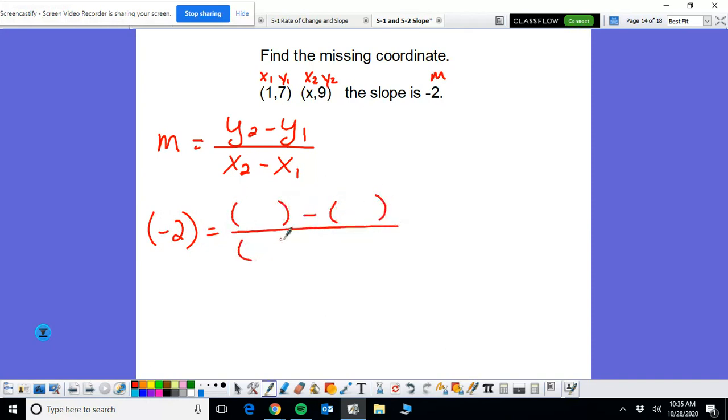Okay, my y2 will be my 9. My y1 will be my 7. My x2 is simply going to be an x. So I'm just going to put an x in there, and then my 1 will go here.